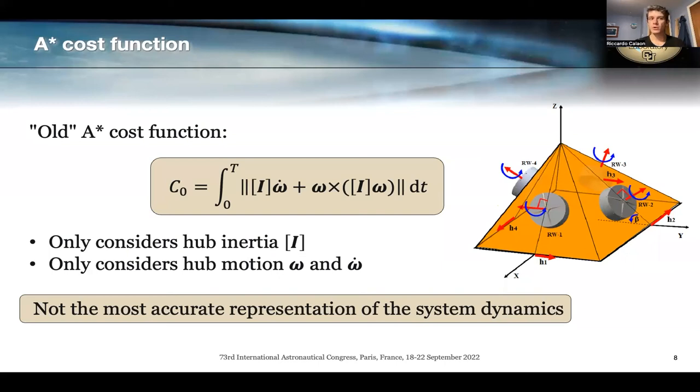So reaction wheels are devices that have their own inertia that needs to be accounted for. And even more importantly, reaction wheels spin, and by spinning up or down, they can exchange momentum with the spacecraft, but therefore they also contribute to the control effort that is required to actuate the spacecraft, because with their own momentum, they can make that control effort bigger or smaller. So what we need to do is to define a better model to account for the reaction wheel dynamics.